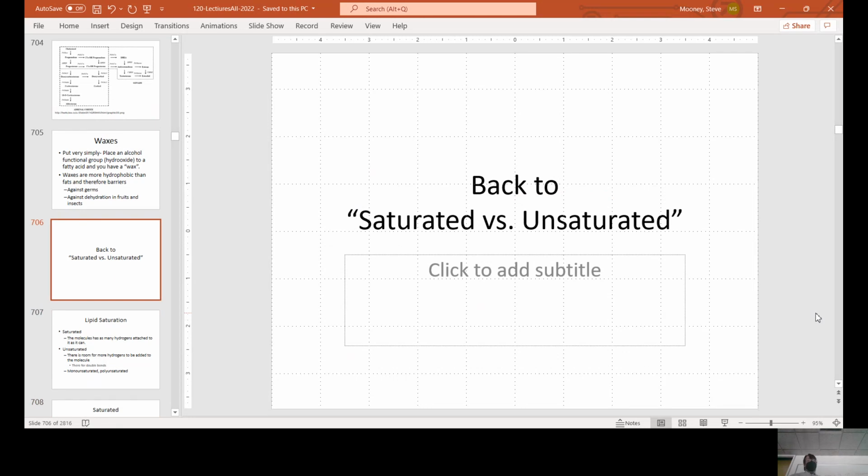So we'll stop there. We'll start our discussion next time on saturated versus unsaturated and what that means to living animals.